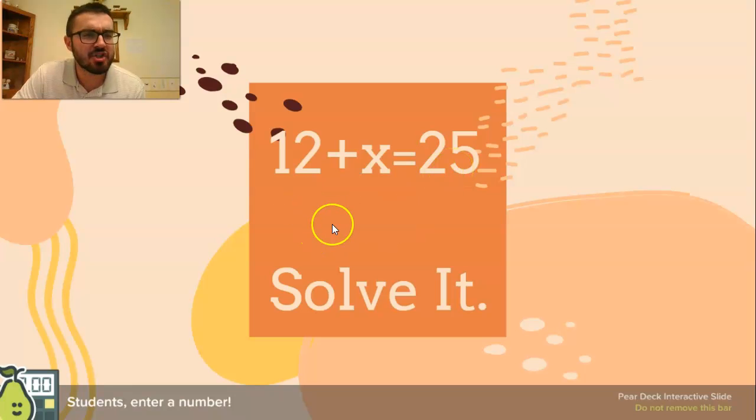Okay. Now, how would we solve this? Well, we would subtract 12 on both sides because 12 is being added over here, so the opposite of addition is subtraction. So we do 25 minus 12, X would be 13.